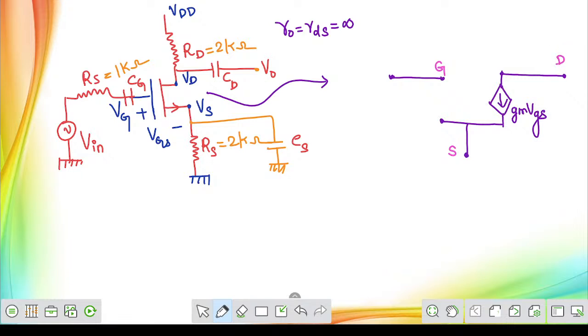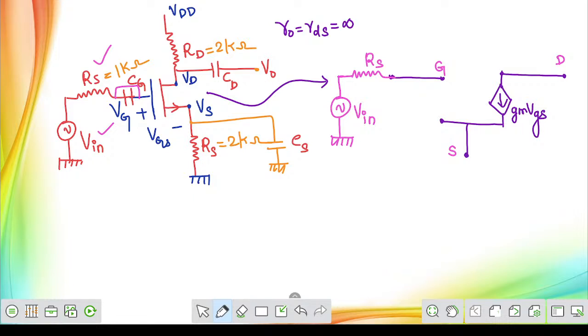Now focus. At the gate terminal this capacitor will be short circuited and we have a source resistance and the input voltage. Let's see. I will have to reattach the given data. Let us consider a source resistance, along with that a voltage source, and this is considered as the input voltage Vin. So that is what you have to do.